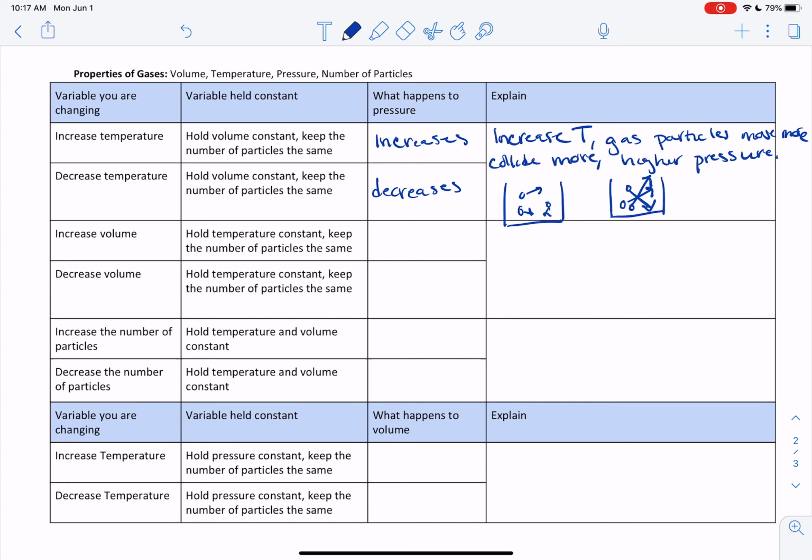Let's go to volume. If you increase the volume while holding the temperature and particles constant, then your pressure is going to decrease. If you decrease your volume while holding your temperature and particles constant, your pressure is going to increase. So why is this? Well, if you have a greater volume, increase V, there is more room for these particles, so they're less likely to collide.